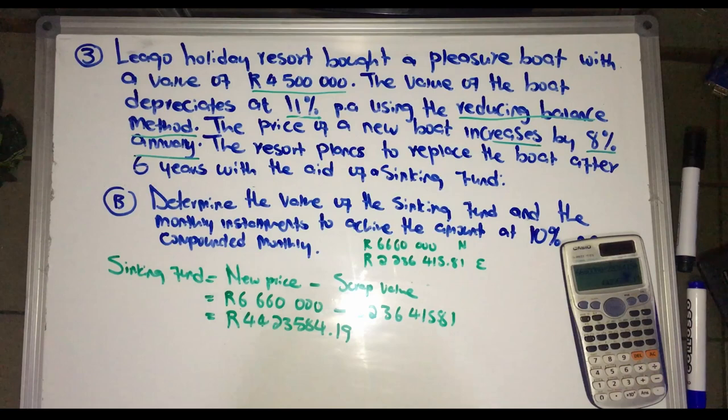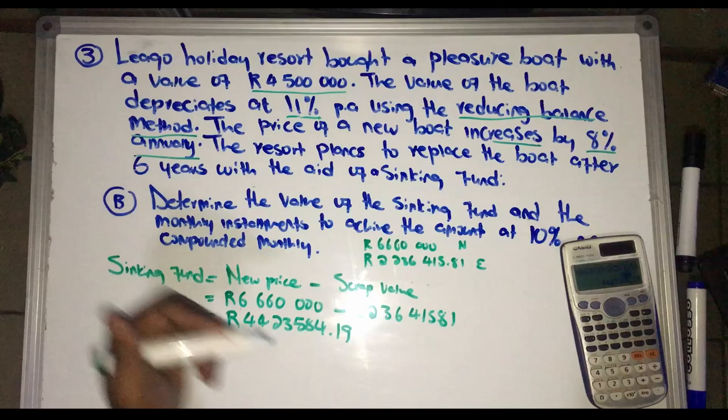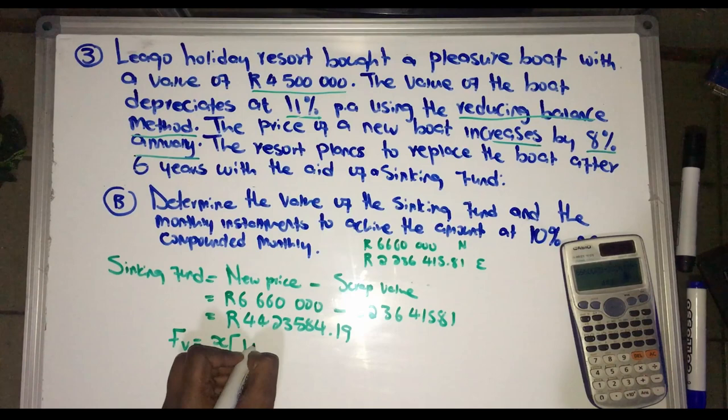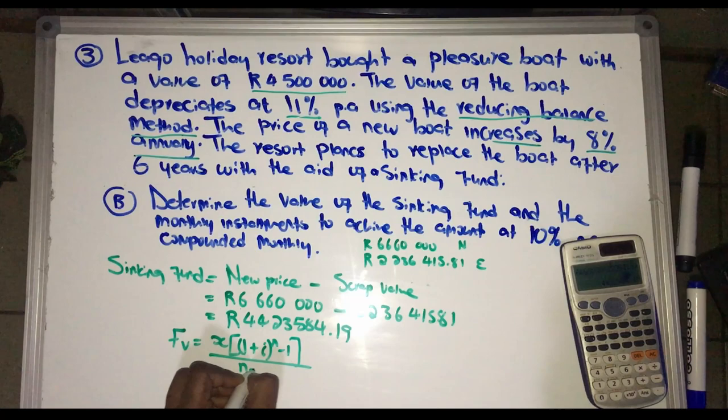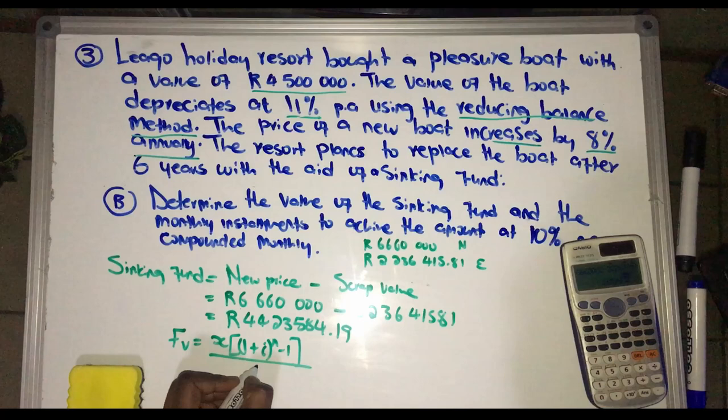Okay, so obviously, this is a future value because they are going to contribute every single month this amount, in the future after some time. So, our future value equation is x times (1 plus i to the n, minus 1) all over i.